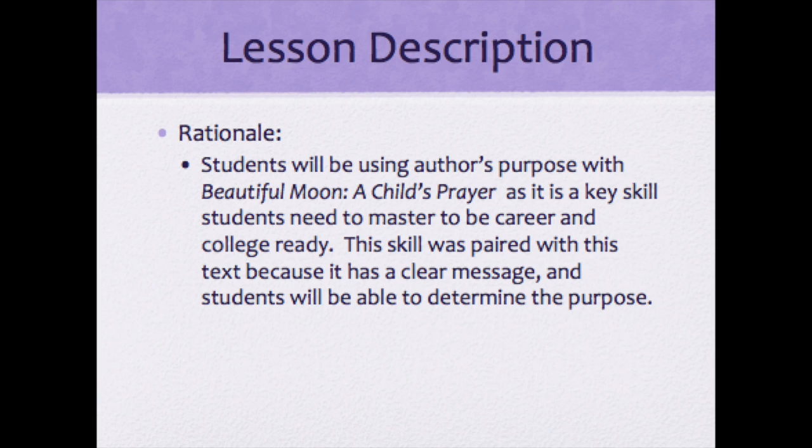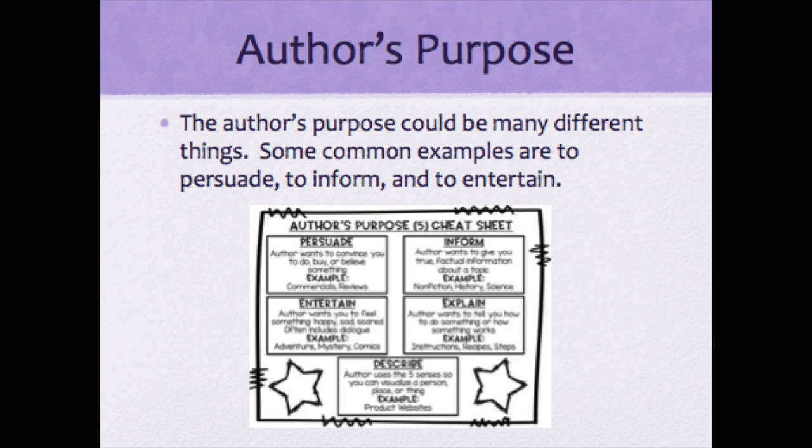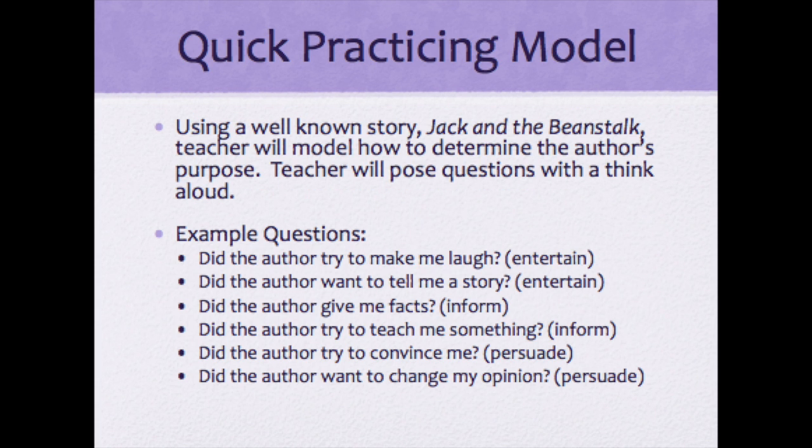The skill was paired with this text because there's a clear message within it and students will be able to use their skills. The author's purpose describes the reason why the author wrote the book that the reader is reading. The most commonly seen author's purposes are to persuade, to inform, and to entertain. The teacher will be able to quickly model the skill for the students. The teacher should use Jack and the Beanstalk as it's a well-known story.